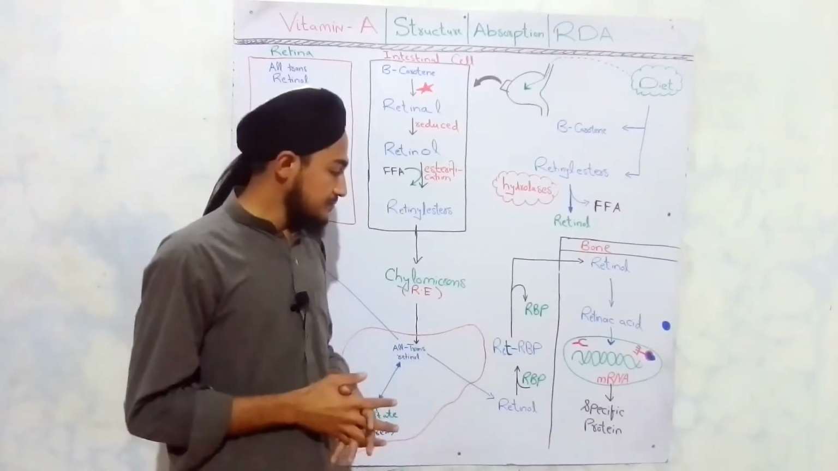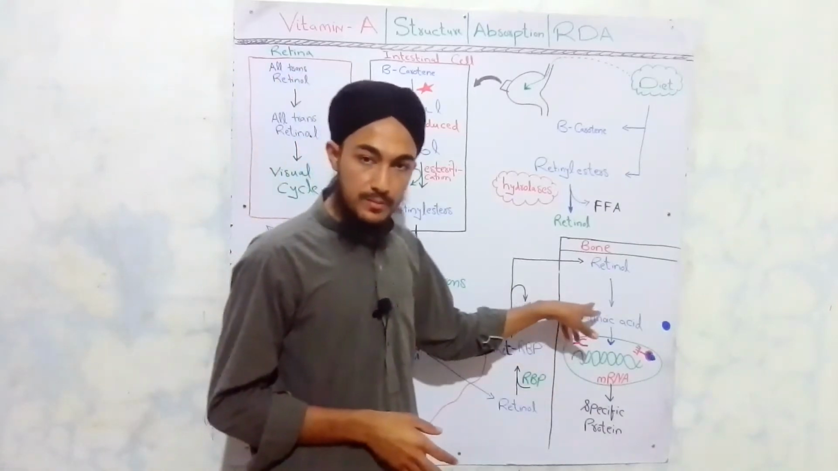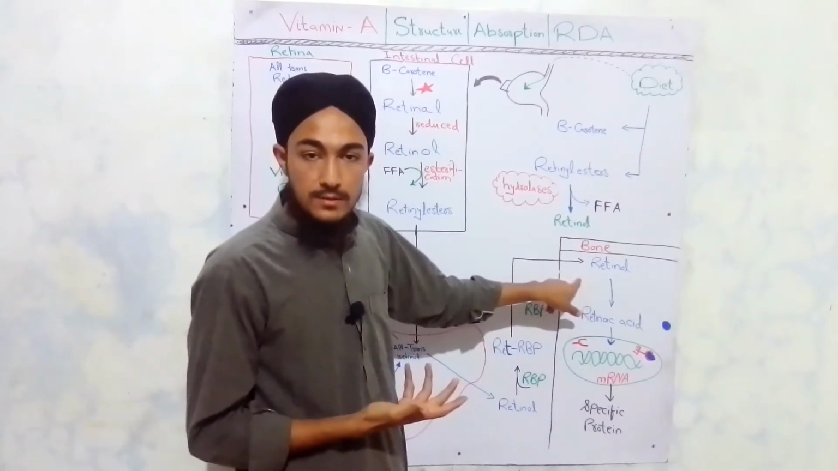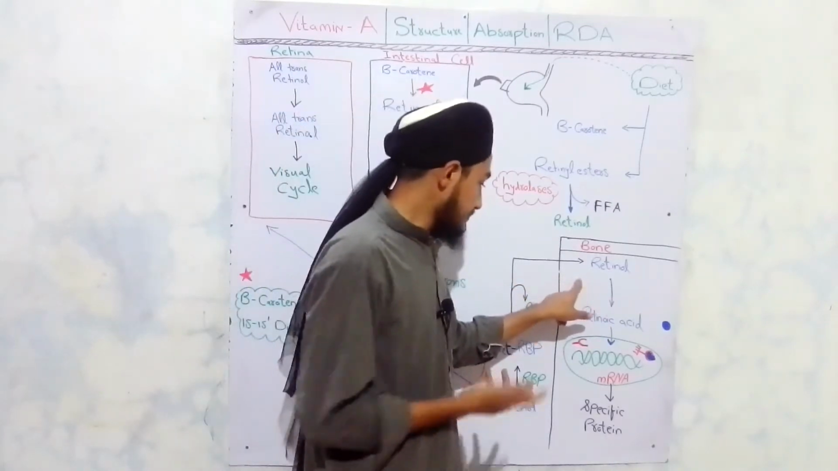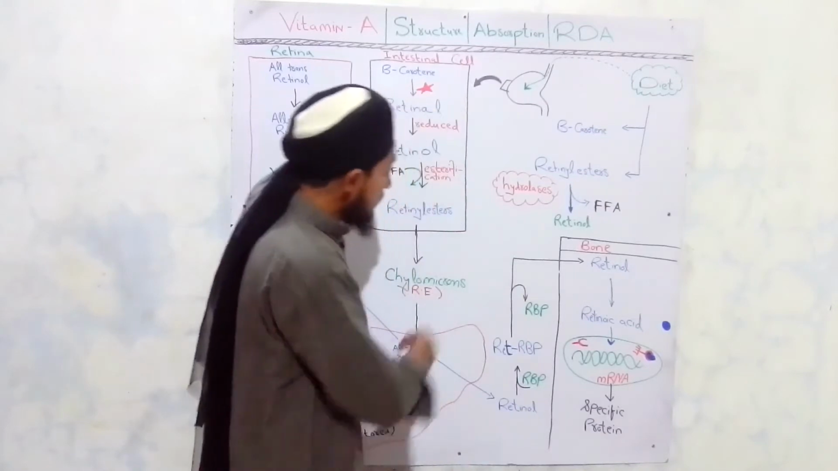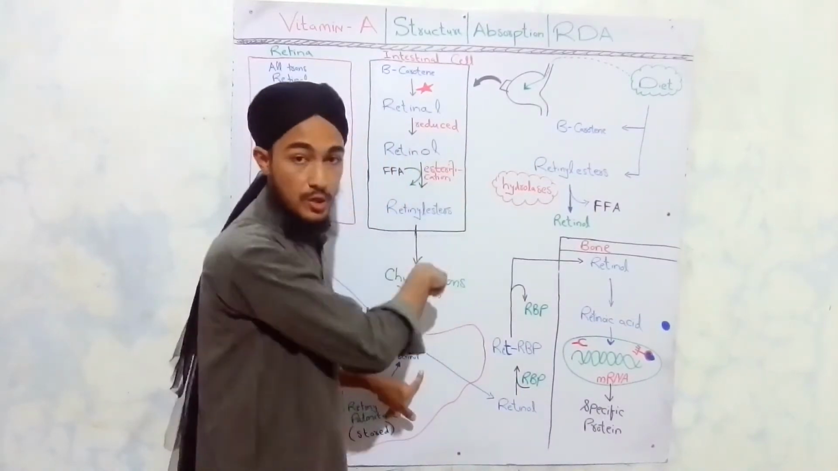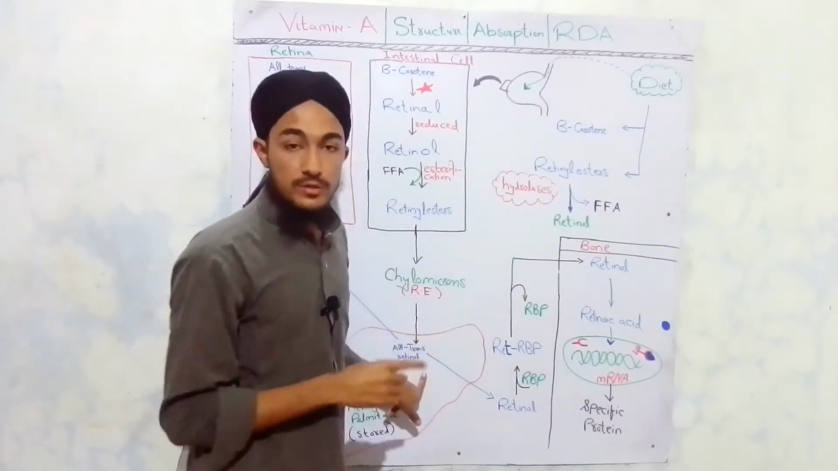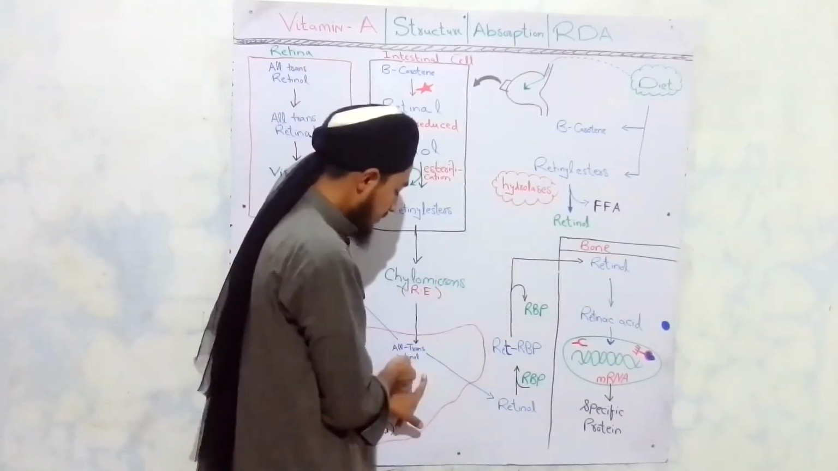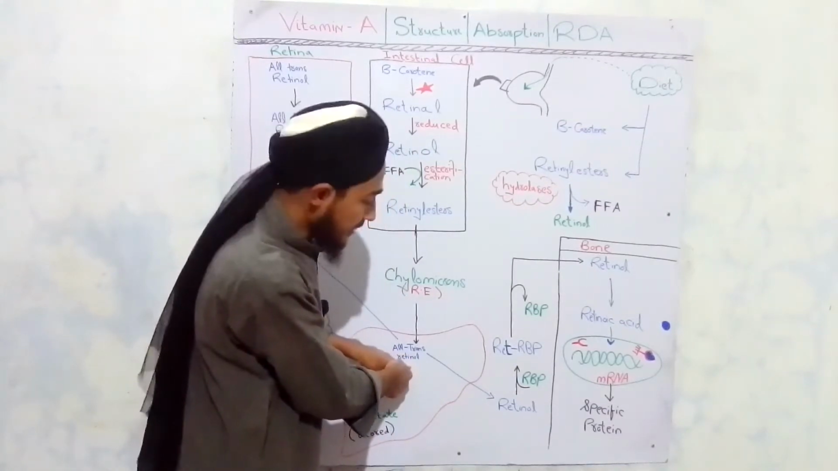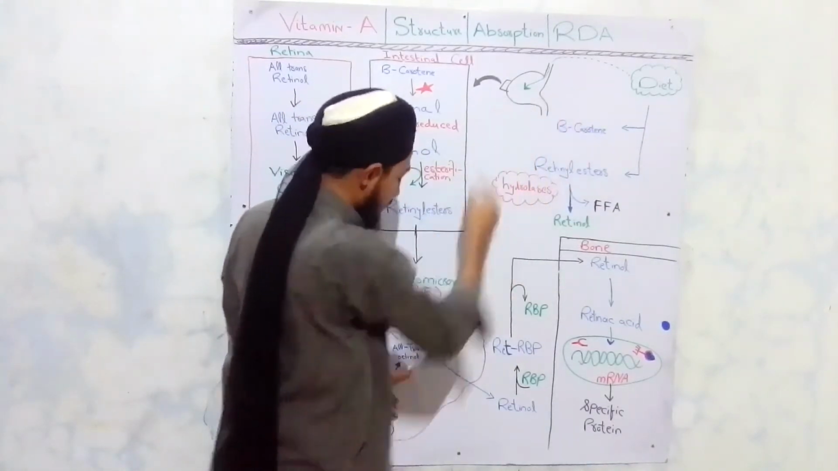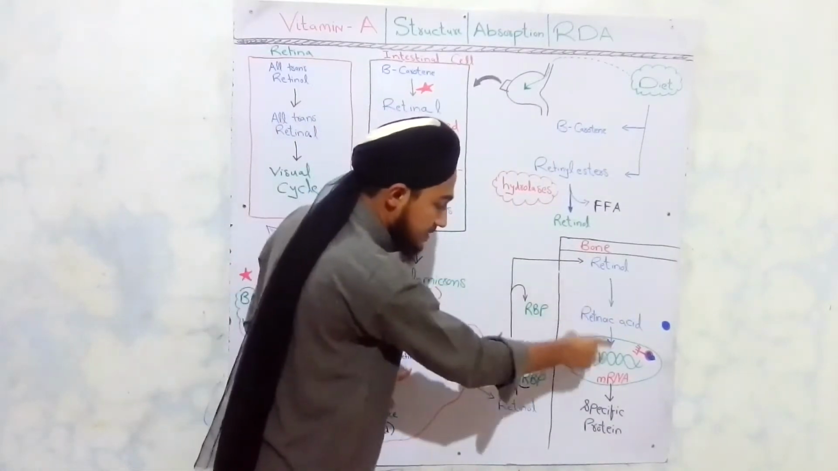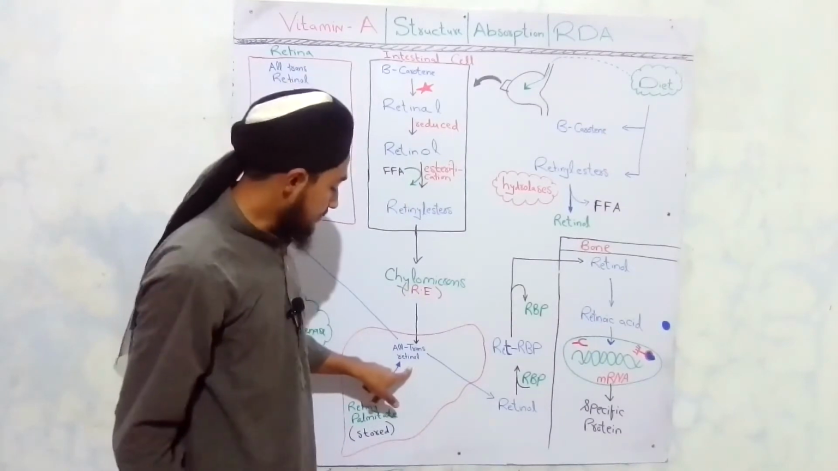So let's suppose we have the target tissue, our bone. I have taken the bone as our target tissue. Then it was all about the absorption of vitamin A. Now after these points, we will discuss the transport of vitamin A. Up to here, it was the absorption of vitamin A, from this point up to this point, and from here we will discuss the transport of vitamin A.